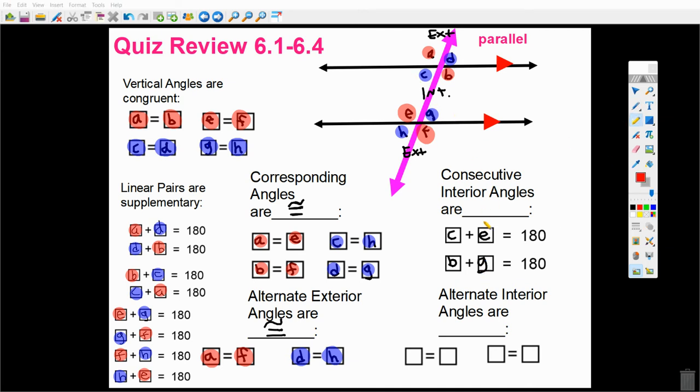Notice that C is blue, but E is red. B is red, and G is blue. So again, two different colors when it comes to this picture. Two parallel lines cut by a transversal creates two different colors, add up to 180. So angle C is consecutive interior to angle E, therefore they're supplementary. Let me go ahead and write that here. Consecutive interior angles are supplementary.